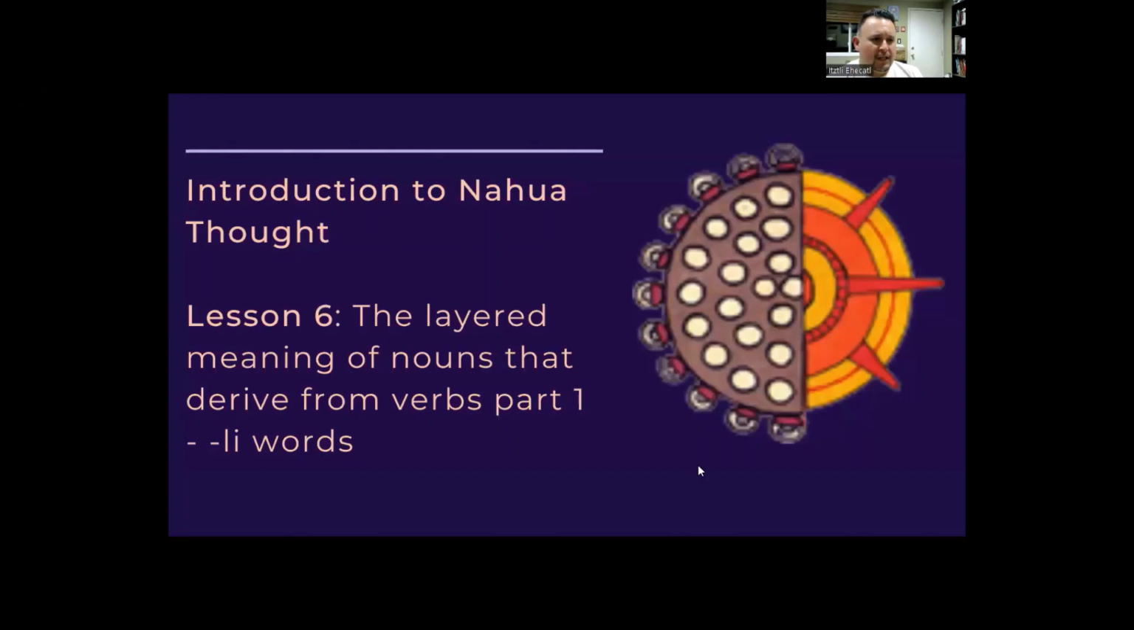I'm going to go ahead and start up with lesson 6 for the introduction to Nahuatl lesson series. Today is going to be about the layered meanings of nouns that derive from verbs, part 1. There are a few different nouns that do derive from verbs, and we'll be looking at a few of those. We're going to start with the li words, so all the words that end with li. If you think about it, there are actually quite a few words that end with li, such as kali or malinali. There's really common ones.